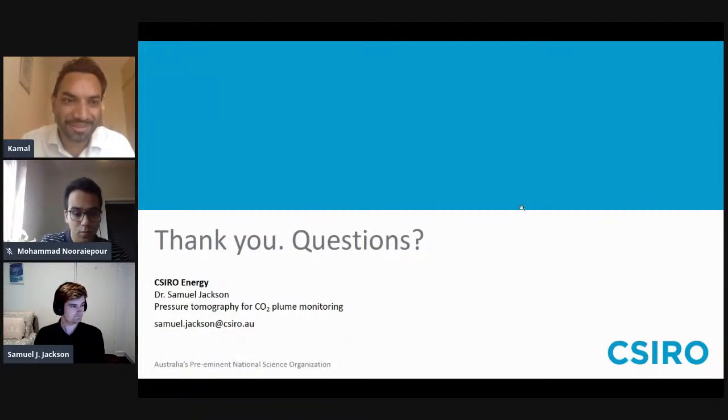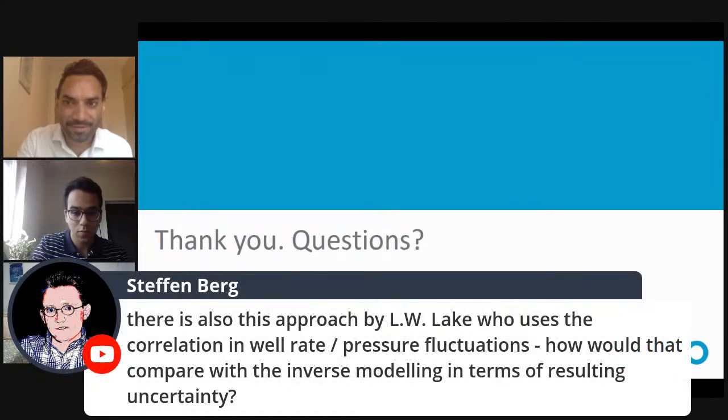Thank you, Sam, for this fantastic talk on pressure monitoring of CO2 plume. We have a couple of questions. First is from Steffenberg. He says there's also this approach by Lake, who uses the correlation in well rate pressure fluctuations. How would that compare with the inverse modeling in terms of resulting uncertainty?